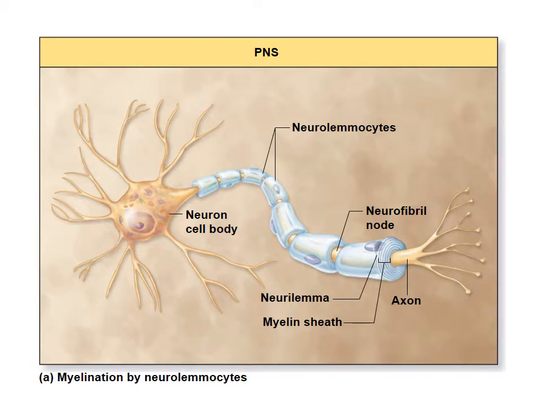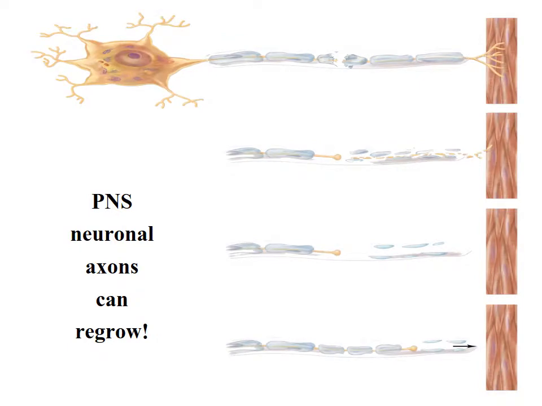Neurolemmocytes form the myelin sheath in a different way. Instead of one cell being wrapped around many different neurons, here, one cell wraps around one neuron. In fact, the neuron itself may have hundreds of neurolemmocytes lined up along its main structure, the axon. The beauty of this anatomy in the peripheral nervous system is that PNS neurons can regrow to an extent. This axon regeneration is not possible in the CNS and is a function of neurolemmocytes.